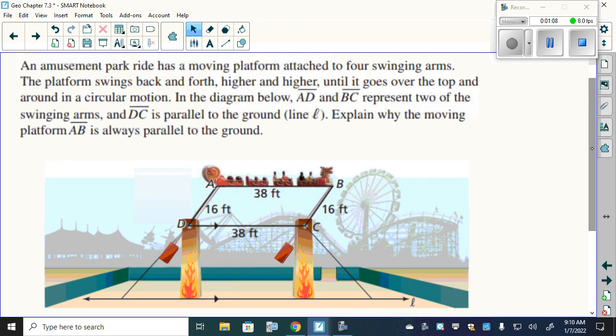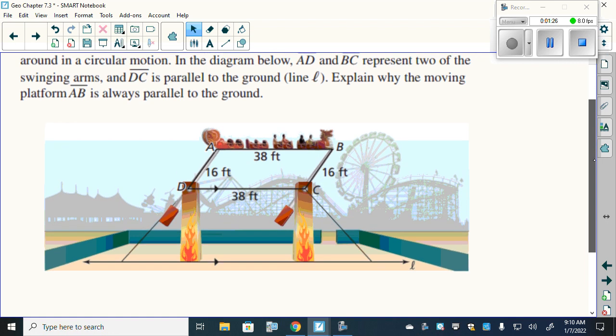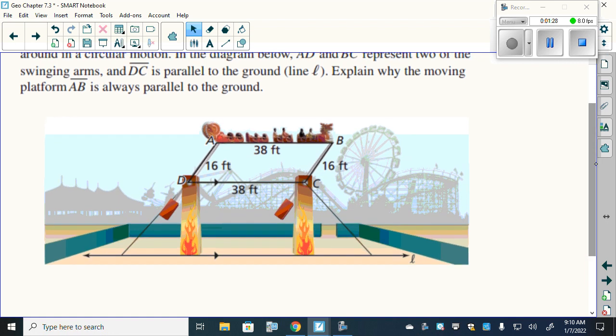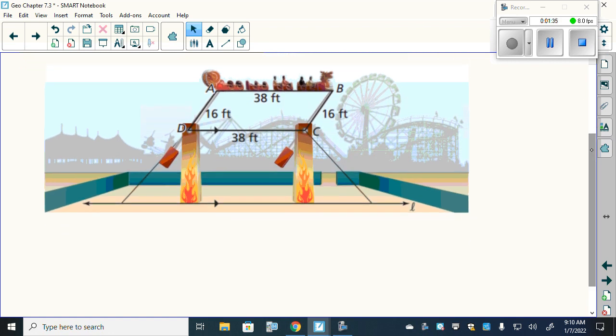So, looking at this here, an amusement park ride has a moving platform attached to 4 swinging arms. The platform swings back and forth higher and higher until it goes over the top and around in a circular motion. In the diagram below, AD and BC represent 2 of the swinging arms. DC is parallel to the ground. Explain why the moving platform AB is parallel to the ground. Well, we know that these 2 are parallel, yes?